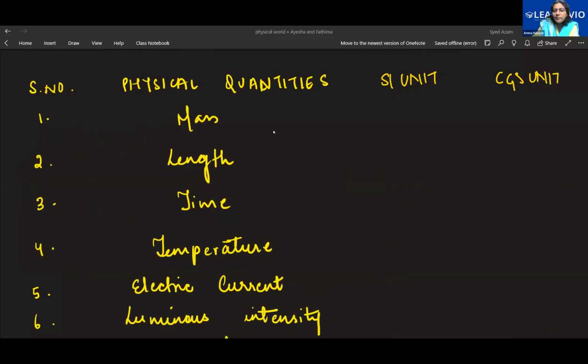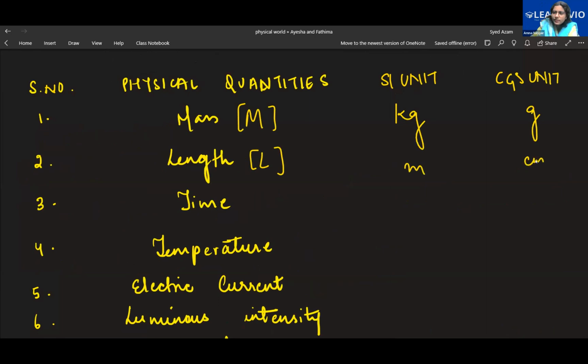So see, how do we represent this? We represent the mass with capital M. The SI unit of mass is kg and the CGS unit of mass is grams. Length is represented as L. The SI unit is meter and the CGS unit is centimeter.